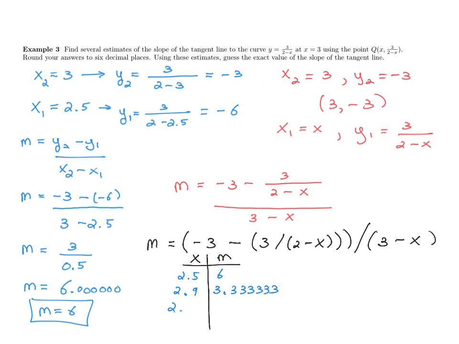Can we do better? Sure. You could do 2.99. Let me try that. So if I type in 2.99, I get 3.030303. That's my estimate out to 6 decimal places. Great. Maybe I'll just do one more. I'll do 2.999.